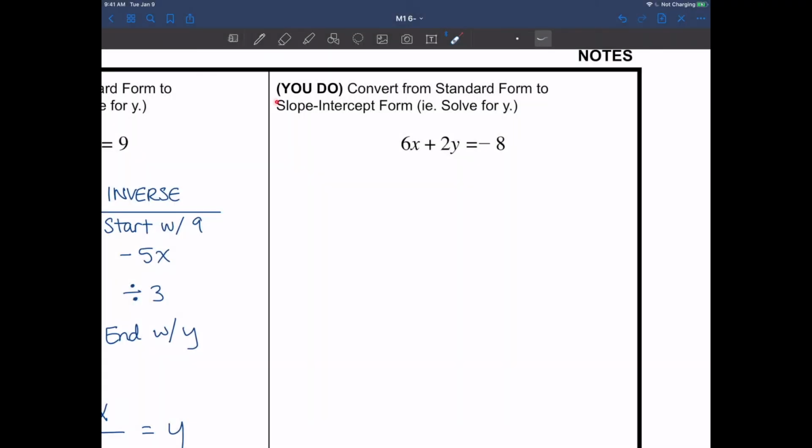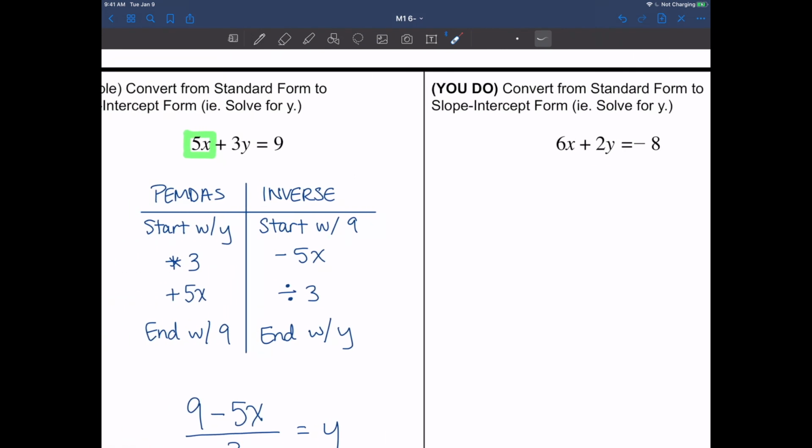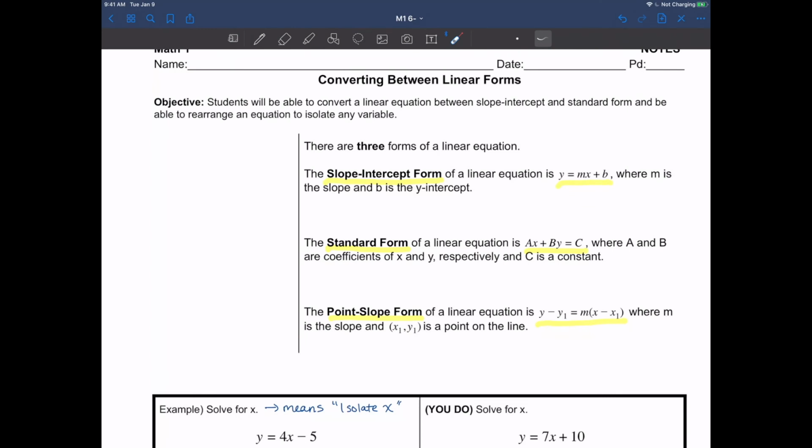Now, I would like for you to try converting the standard form to the slope-intercept form, meaning solve for y. Please go ahead and write the graphic organizer because I think that will help a lot of you. Come back to page 1 and go ahead and write 3 questions. So you should have a question where this is the answer to it. You should have a question here, and you should have a question here.